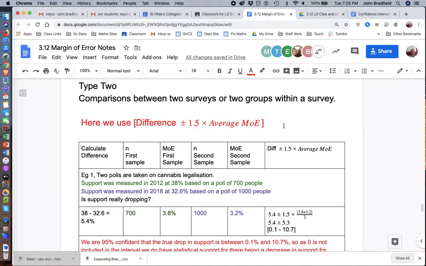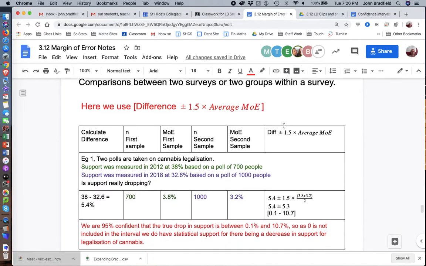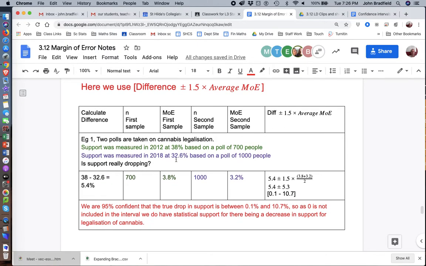Now, there's a little bit of fiddling around with this, and there's a little bit of work. So if we look at an example, I've done a touch of color coding. For example, two polls are taken on legalization of cannabis. As you come to voting age, this is something that you will be voting on when there's an election, sometime in September, October, November. So these are two different polls asking the same question of different people in completely different years.